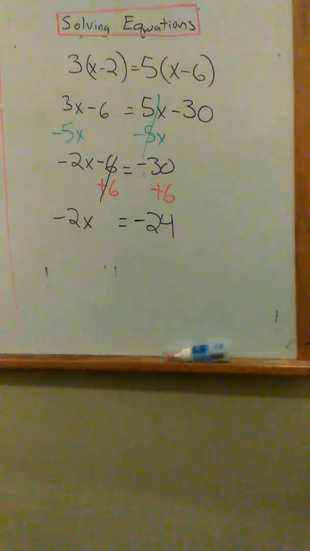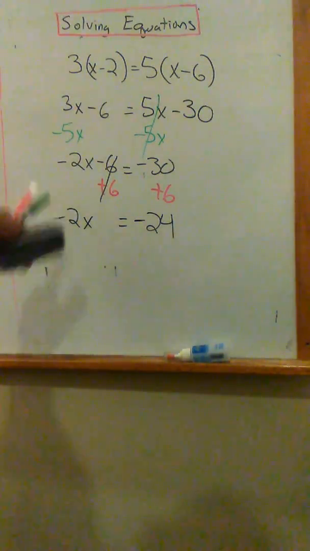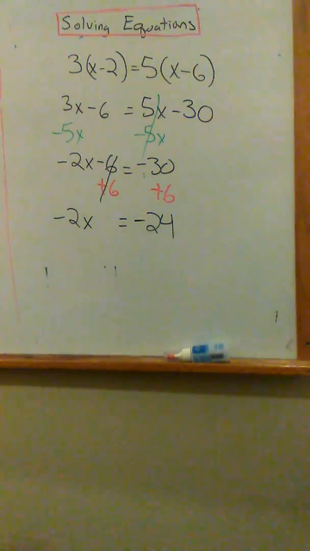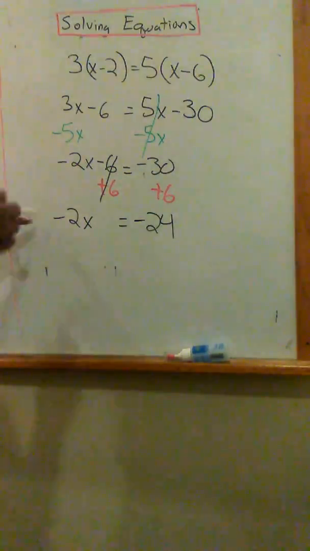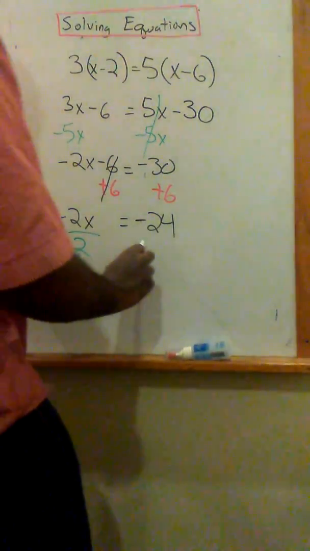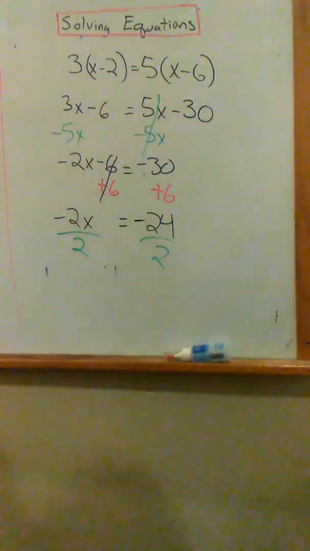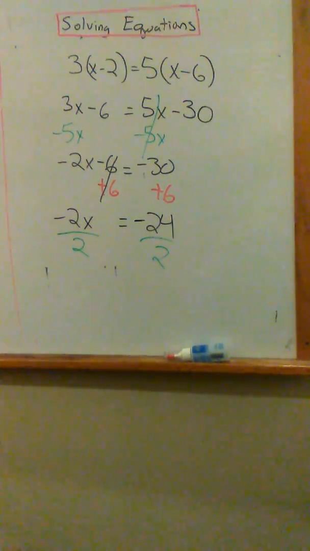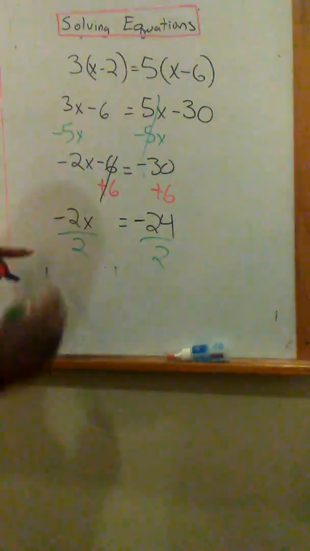Okay, divide. Why are we dividing? Because this is negative 2x, negative 2 times x. So what's the opposite of negative 2 times x? We have to do the opposite, so we have to divide. So we're going to divide both sides by how much? Just a 2? Is that good? Of course not. We have to divide both sides by a negative 2.